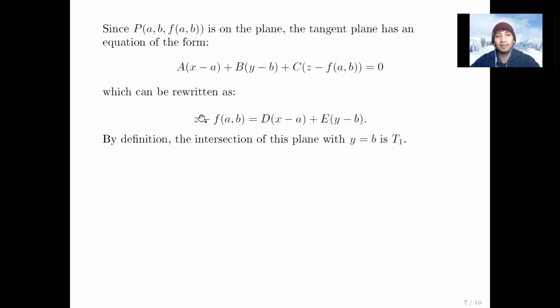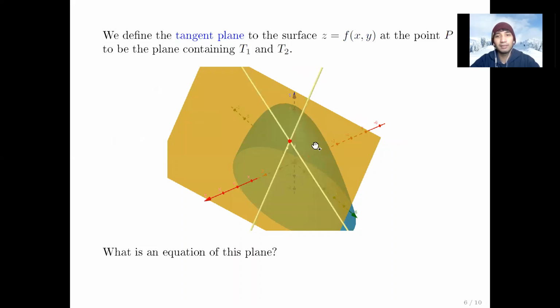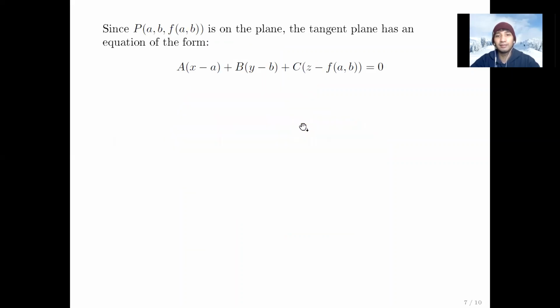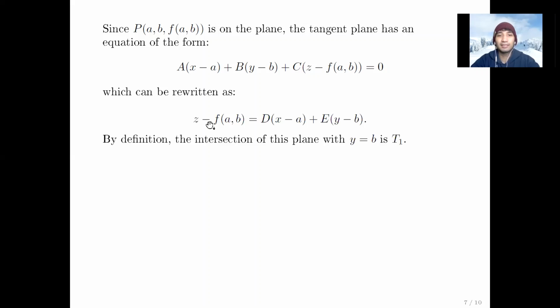Now, if you intersect this tangent plane with y equals b, ang makukuha natin yung tangent line na t sub 1. No? So if you intersect this tangent plane with y equals b, what you get is t sub 1. Pero pag pinalitan natin yung y ng b, ang matitirang equation lang ay z minus f of (a, b) equals d times x minus a. So, ibig sabihin, ito yung equation natin for the line t sub 1.